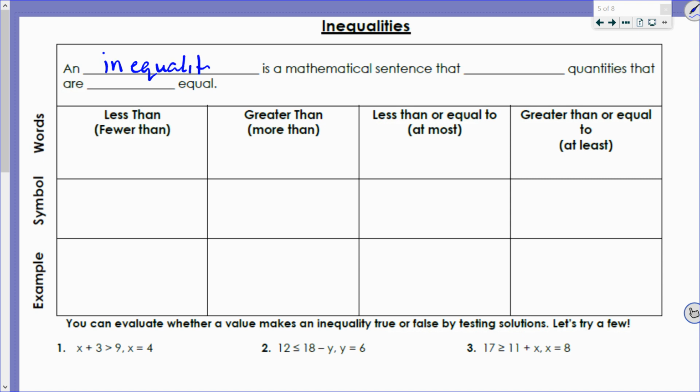An inequality is a mathematical sentence that compares quantities that are not equal. Okay? So we're talking about the equal piece, that's our equations. Inequalities are not equal, but we are still doing a comparison of them. The terms that we use are stuff like less than, greater than, less than or equal to, greater than or equal to. Another way to think of it, less than, fewer than, same thing, right?